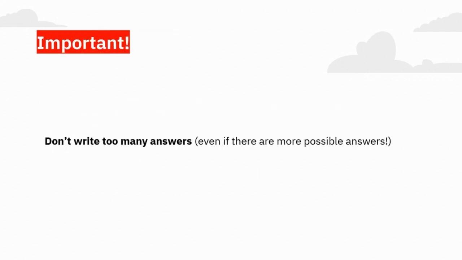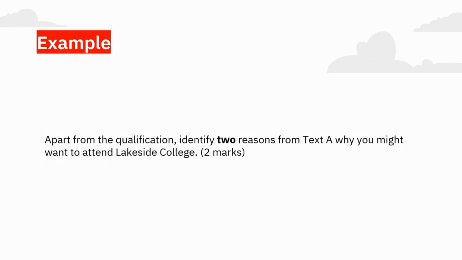This is very important. Don't write too many answers, even if there are more possible answers. Let's look at an example of a question where you could write more answers because there are more possible answers available in the text. So, apart from the qualification, identify 2 reasons from text A why you might want to attend Lakeside College. You can see it's for 2 marks, and to get those 2 marks, you're going to have to pick out 2 reasons why you might want to attend the college.